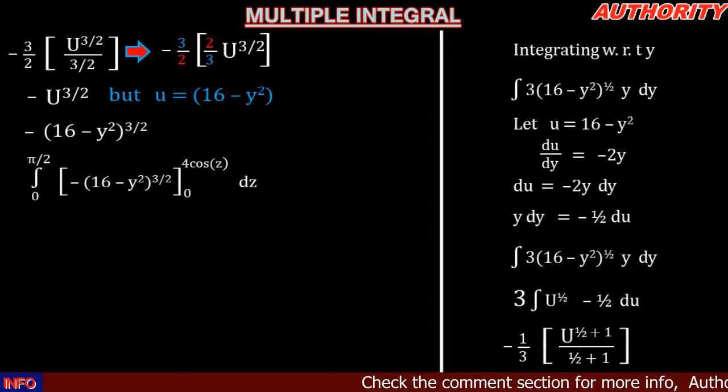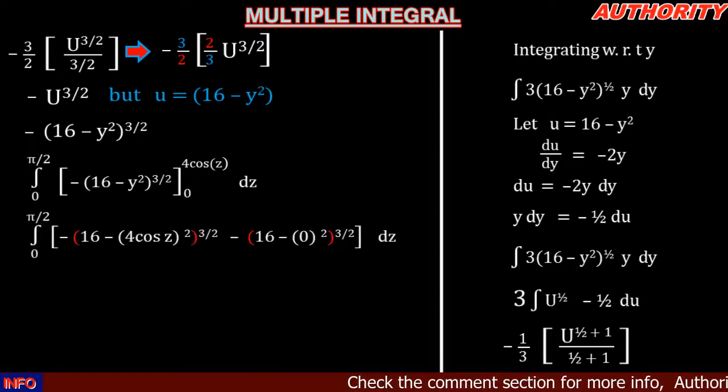We integrated with respect to y. So anywhere we see y, we're going to replace it with the upper limit minus the lower limit. Okay, good. That means here we're going to have the integral from 0 to pi all over 2 open bracket minus, we have open bracket again 16 minus, in place of y we say 4 cos z, and then we have squared close bracket raised to power 3 all over 2 minus the lower limit. Now we have 16 minus, in place of y we have 0 squared close the bracket raised to power 3 all over 2, all in bracket dz. All right, good.